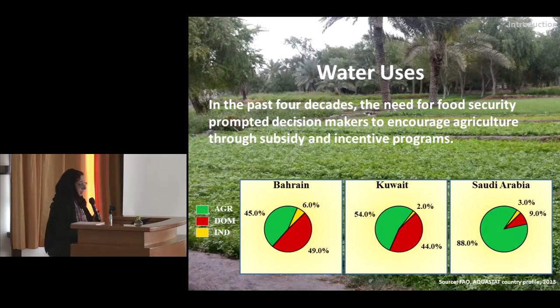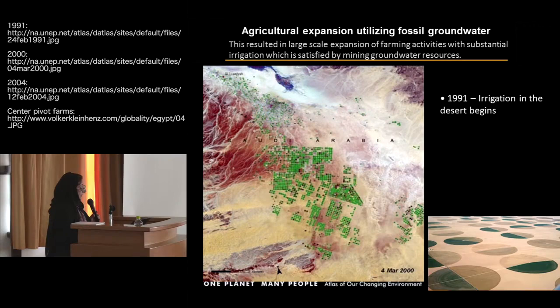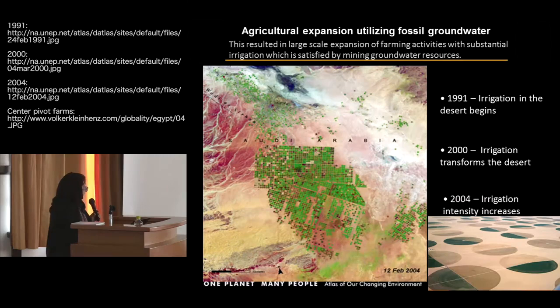In the past 4 decades, the need for food security promoted decision makers to encourage agriculture through subsidies and incentive programs. So most of the water use is for irrigation. This is an example from northern Saudi Arabia. It shows that as a result of the large-scale expansion of farming activities with substantial irrigation, the agricultural area increased tremendously over time.